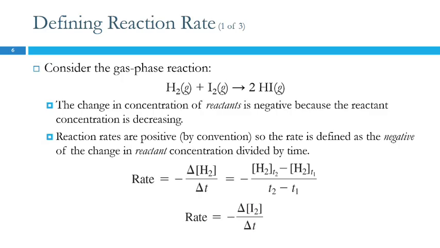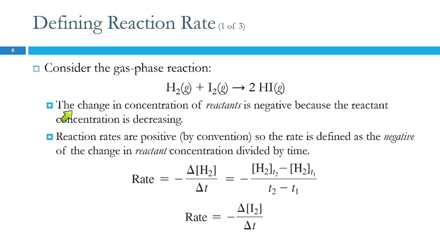So let's look at a gas phase reaction. This one is hydrogen reacting with iodine to make two HI. It's all caps. It's HI. It's such a cheerful molecule, right? Unfortunately, it's really bad to breathe. But anyway, it's HI.